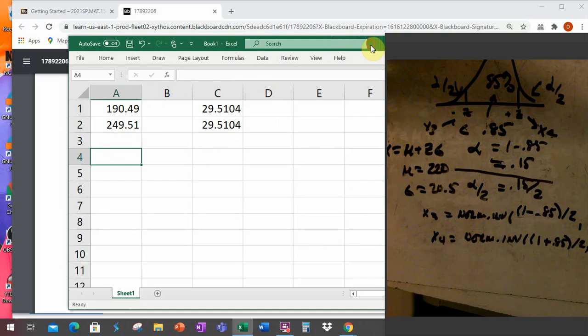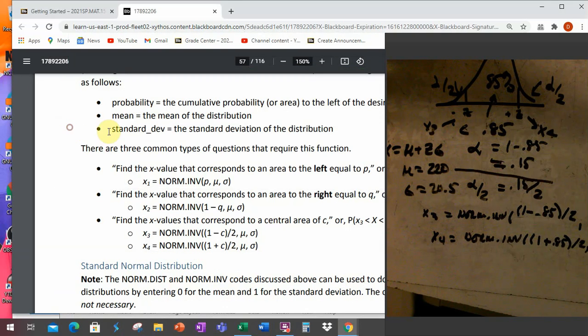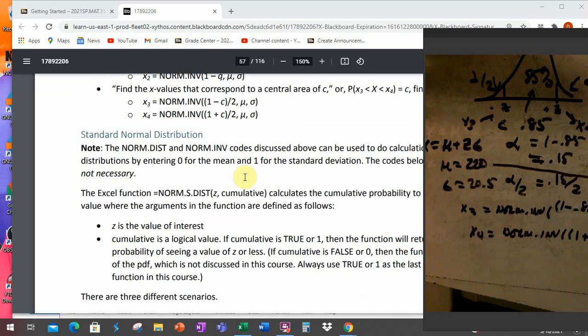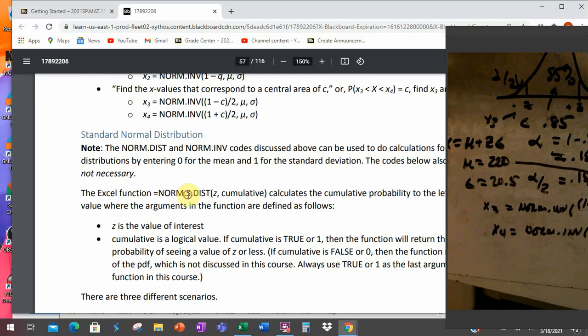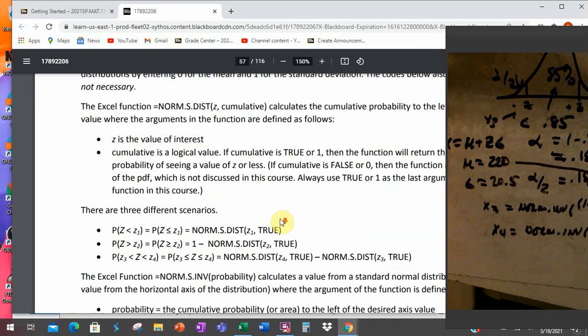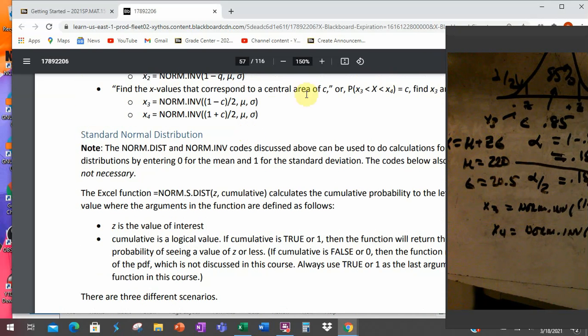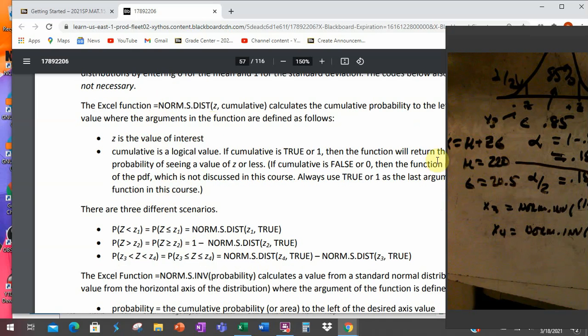Okay. So that's how you're going to use all of your norm and norm inverse. The norm.s, you've got to give it z-scores, okay? If you went to a z-score, you're going to use this. You could also do the norm.dist by saying the mean would be 0, the standard deviation is 1. And all of these are going to be the very same thing.